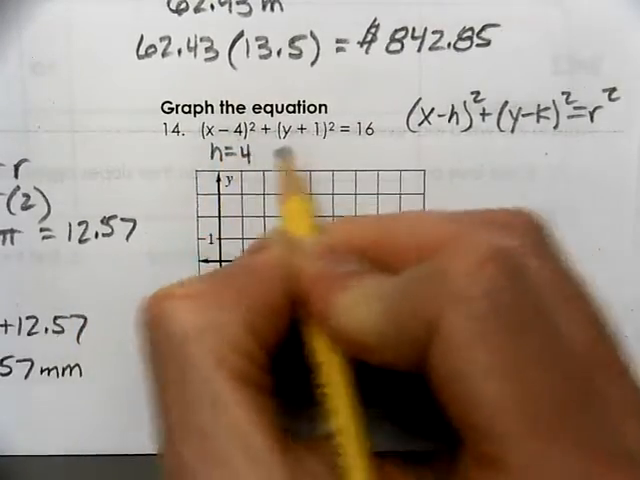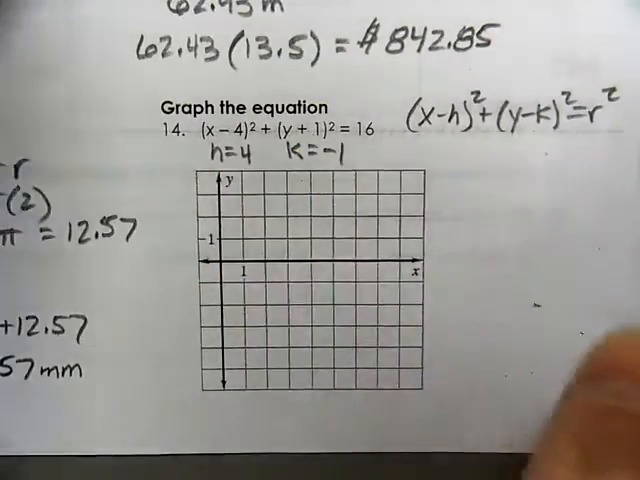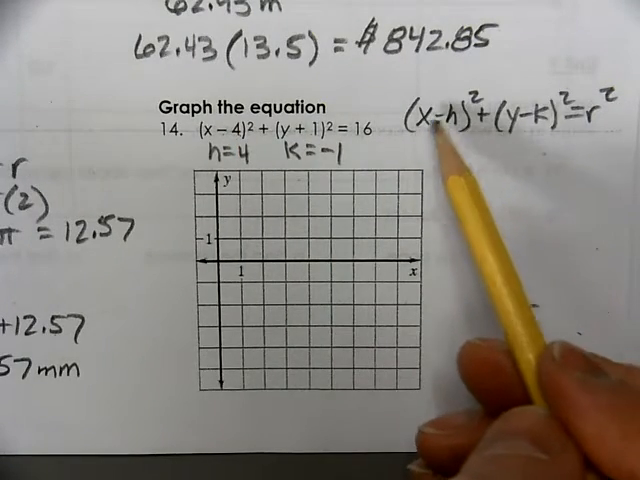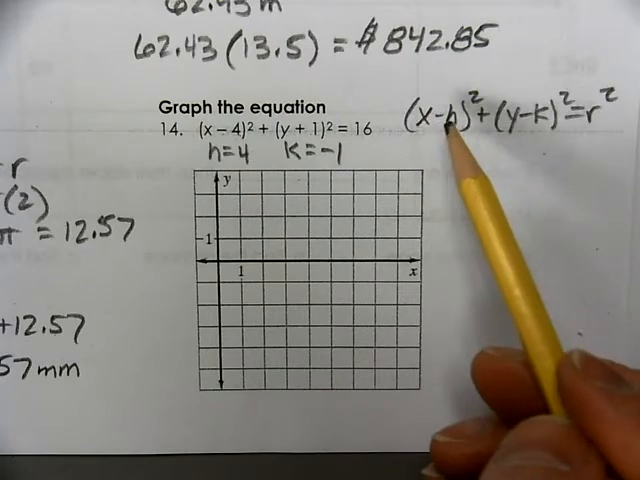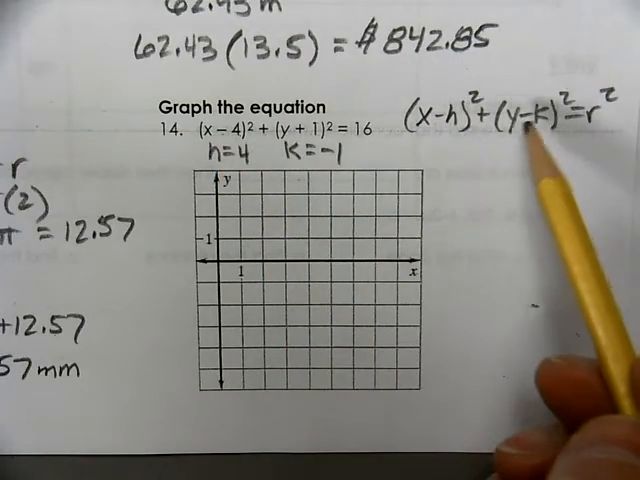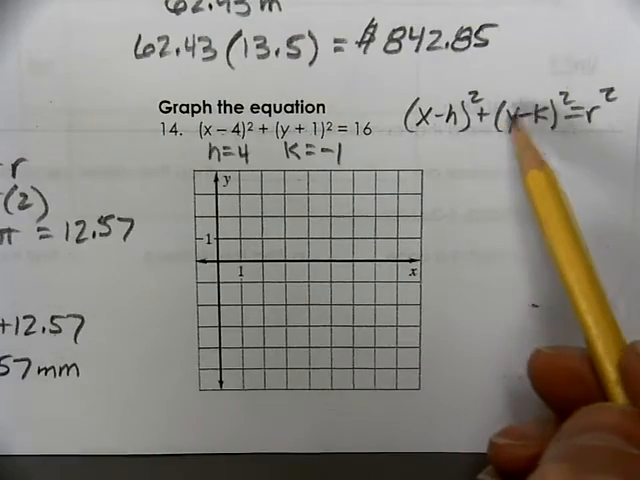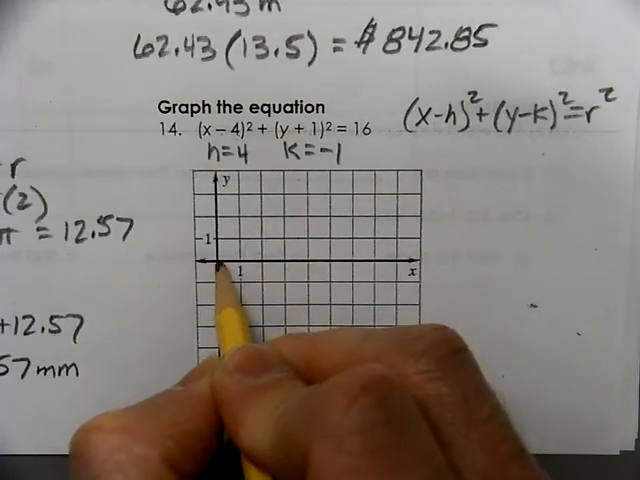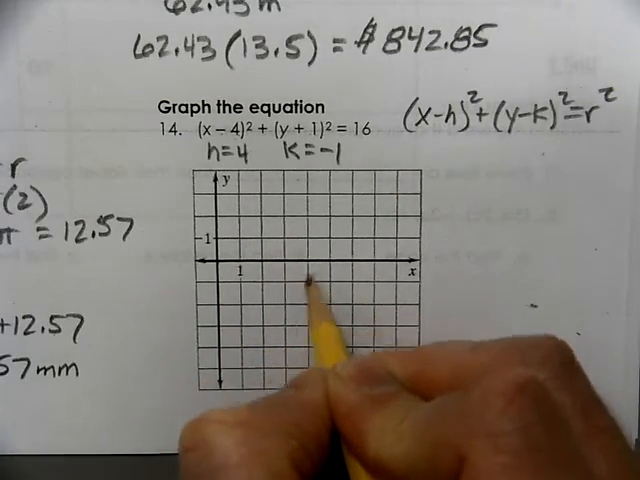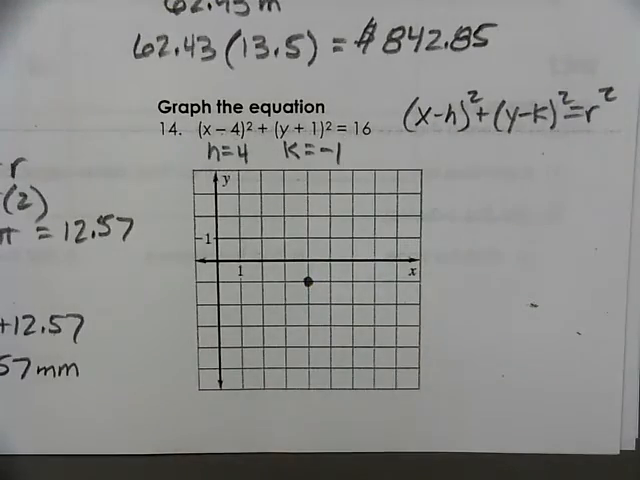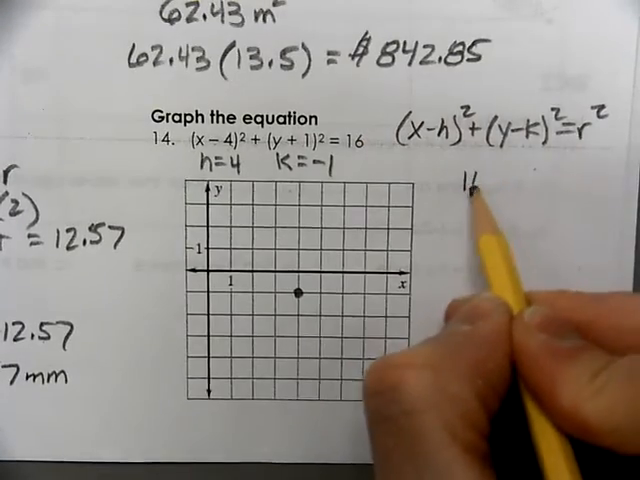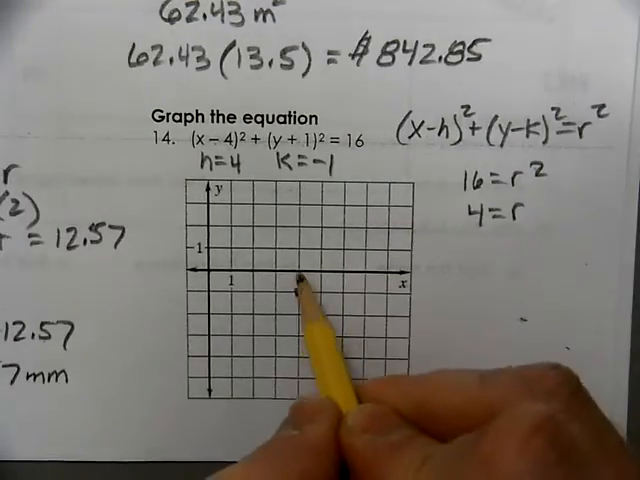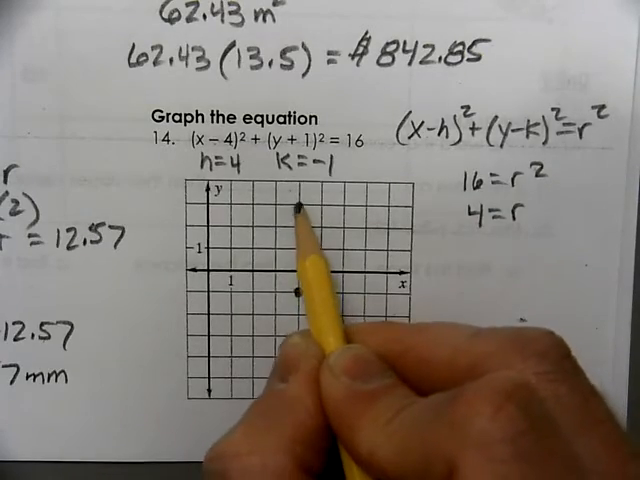So h equals 4 and k equals -1. If it's a minus 4, the equation says minus h. So h was 4, it would say x minus 4. If k was -1, it would be y minus a -1, which is y plus 1. So we're going to go 4 to the right and 1 down. Now 16 equals r squared. So r actually equals 4. 1, 2, 3, 4, up.